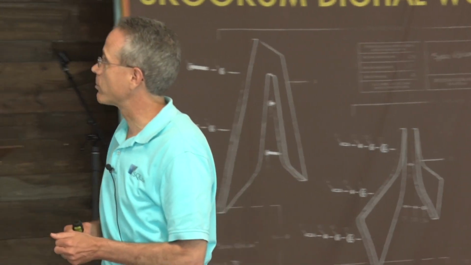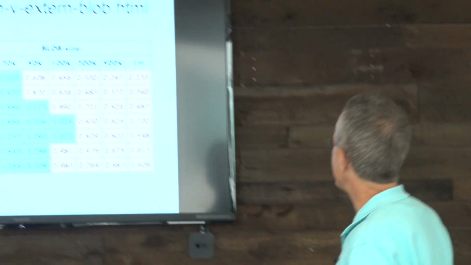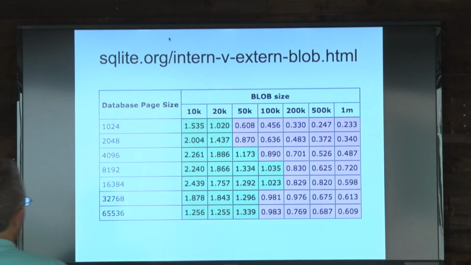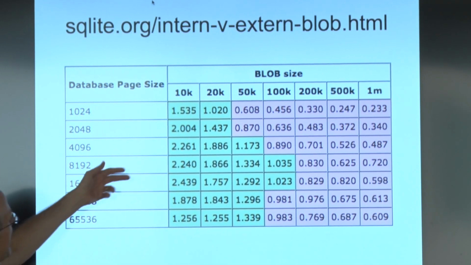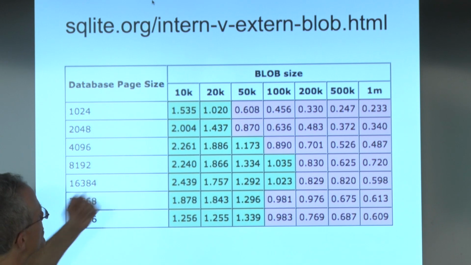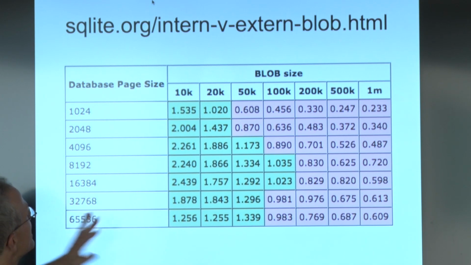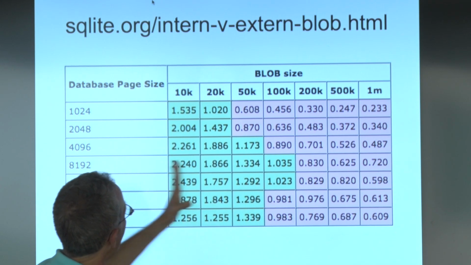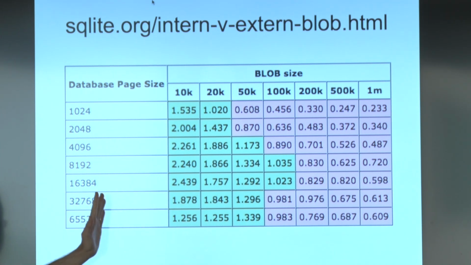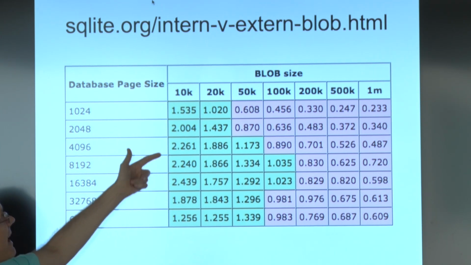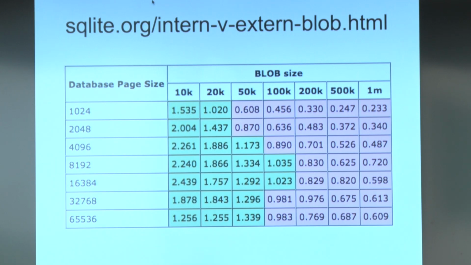What these numbers mean, this is the ratio of how long or how fast information is read out of the database divided by how fast it's read directly off the disk. And so you can see for smaller blobs, it's over 2 times faster to read it out of the database than it is to read off the disk. How can that be since the database is on disk?